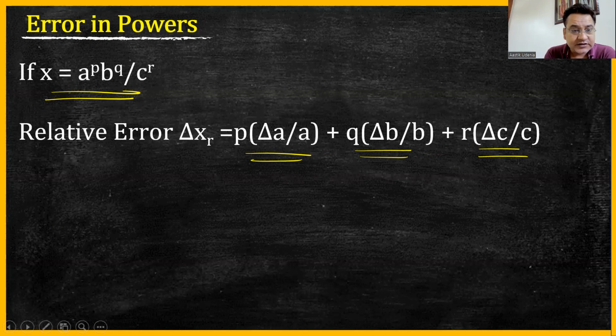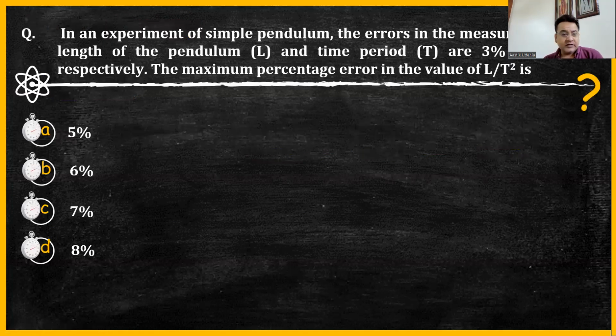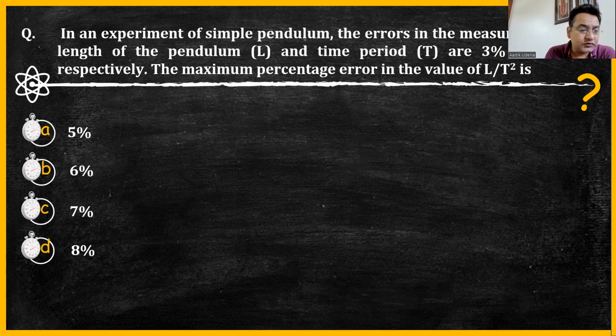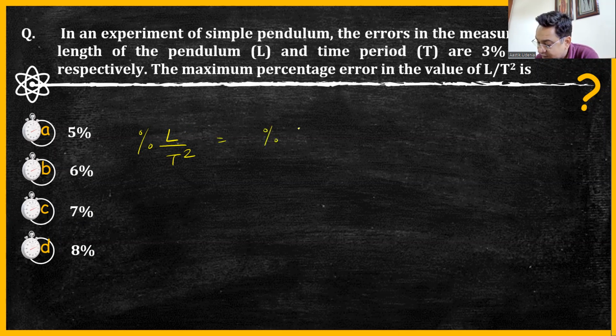Then we'll solve one question. This one, I'll give you 2 minutes to give me the answer. So, how are we supposed to solve this? Percentage error in L by T square. The percentage error in L by T square will be percentage error of delta L by L plus 2 times delta T by T. Yes or no? Yes, sir.